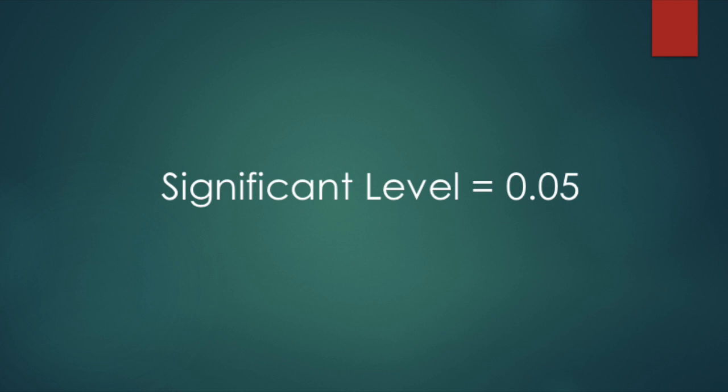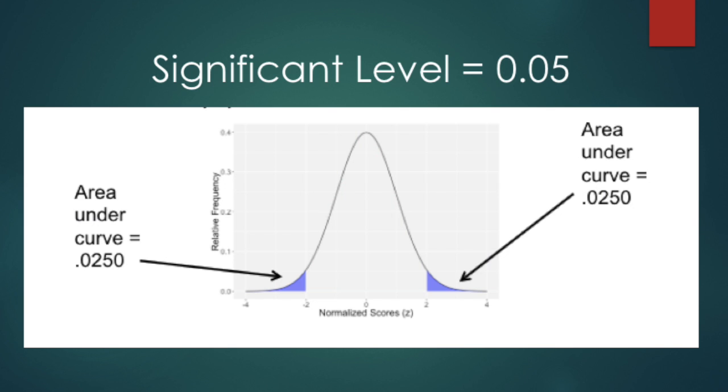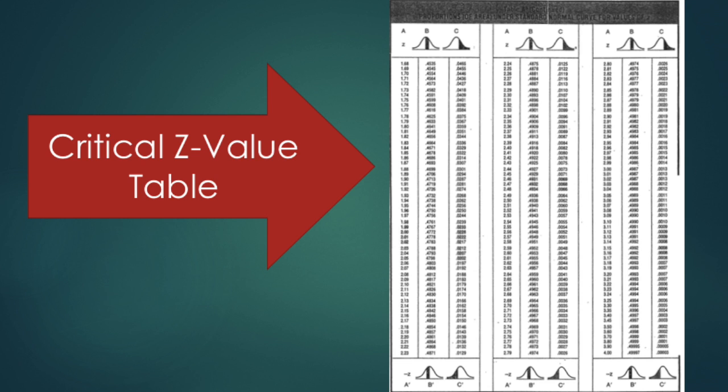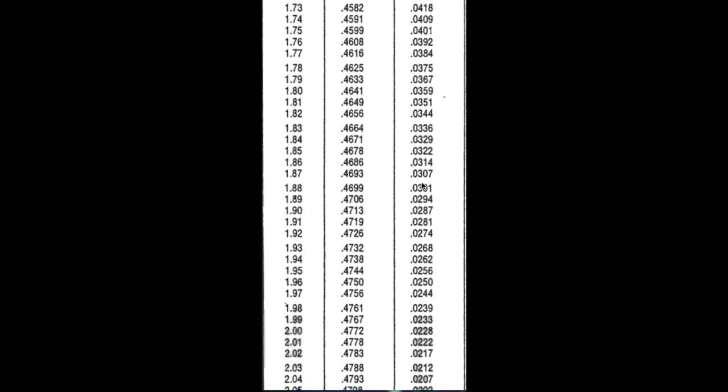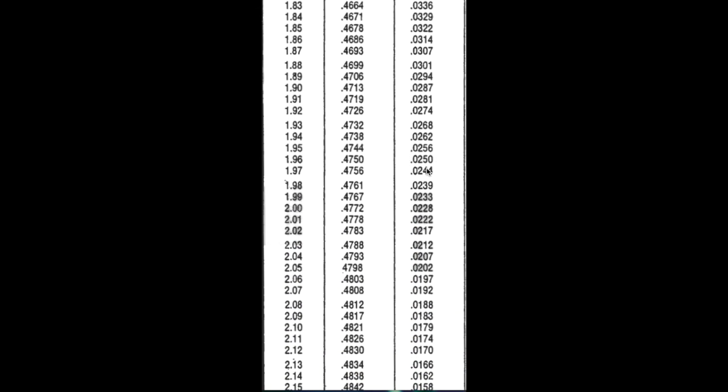If we are testing at a 0.05 significance level, we would need to divide 0.05 by 2 so we could get 0.025 for each tail of the distribution. We would then have to go to the critical z-value table and look for 0.025 under column C. We then find the z-value is going to be equal to 1.96.